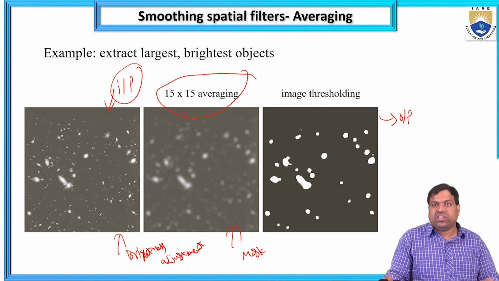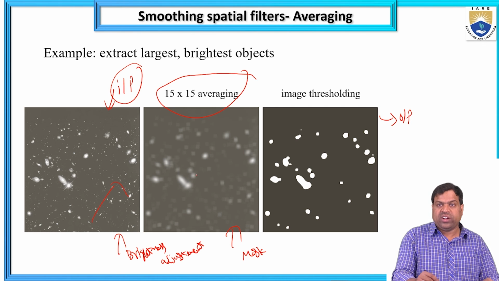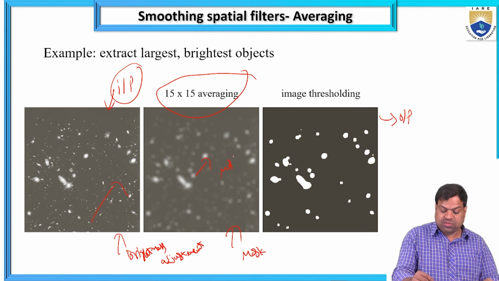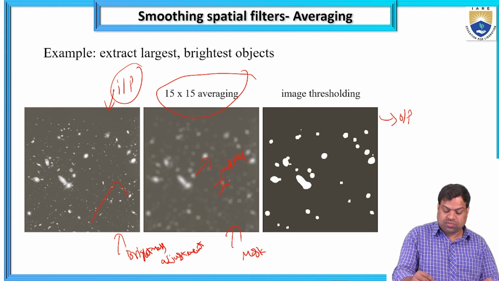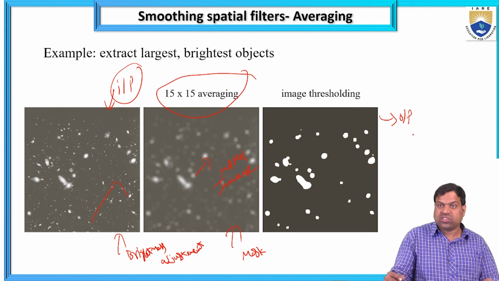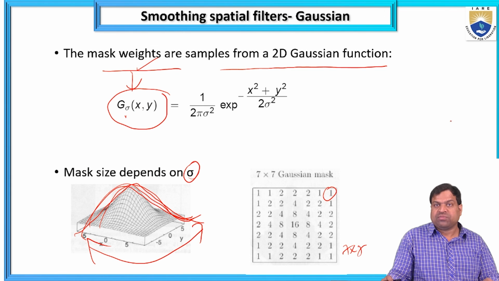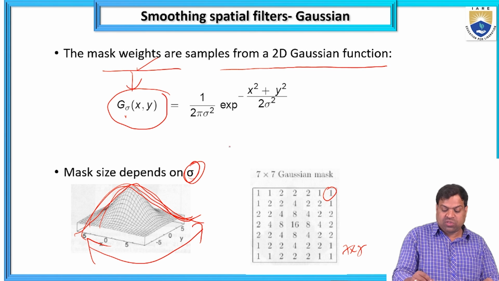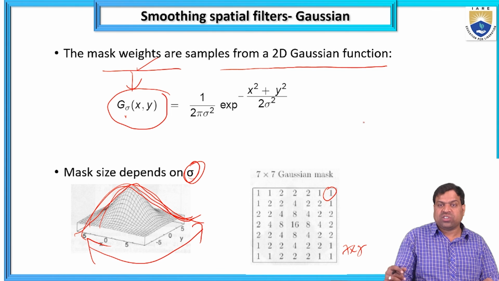So it is an example of extracting the largest brightness objects. Okay, so it is the first image. Okay, it is a masked image. Okay, it is the output image. The mask weights are sampled from the 2D Gaussian filter. So g of x comma y equals 1 by 2 pi sigma squared times the exponential of minus x squared plus y squared by 2 sigma squared. Here the sigma value depends on the size of the mask.